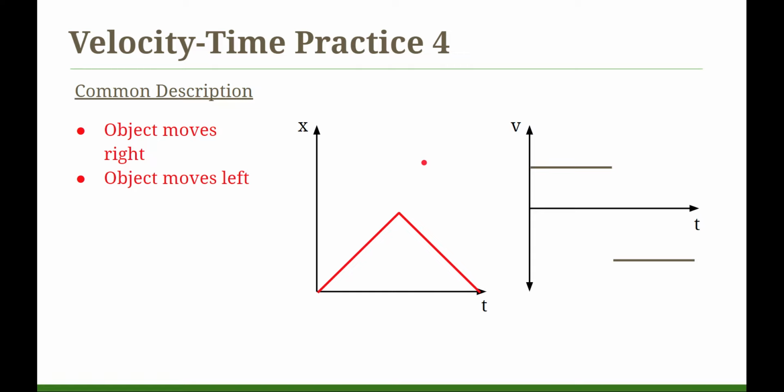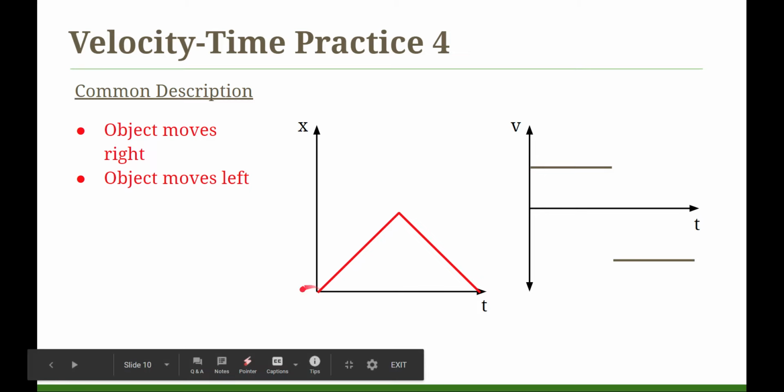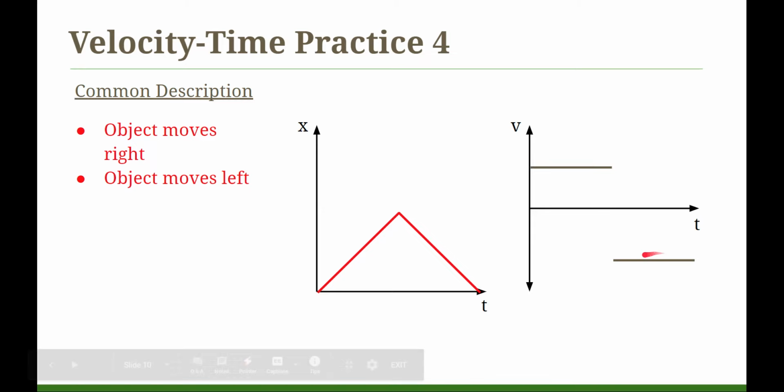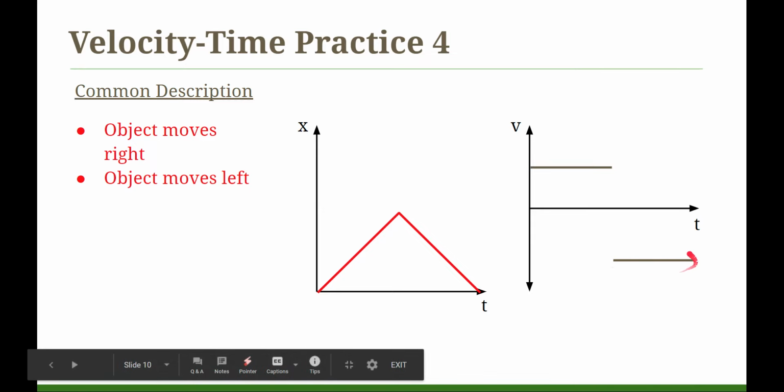And then our description. Again, since we're just given a velocity time graph, we don't know for sure where the object starts. If you want in your description, you could say it starts at 0 because that's where we drew it. But we'll just say we know for sure that this object moves to the right and then it moves to the left. Again, since we have a positive velocity for the first half, that's how we know it's moving to the right. And then a negative velocity for the second half, that's how we know it's moving to the left.